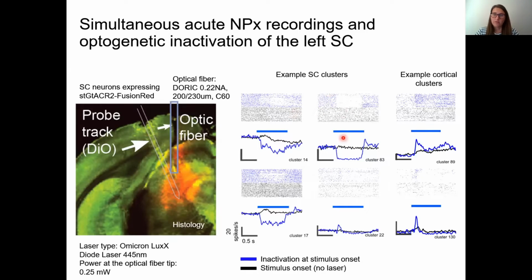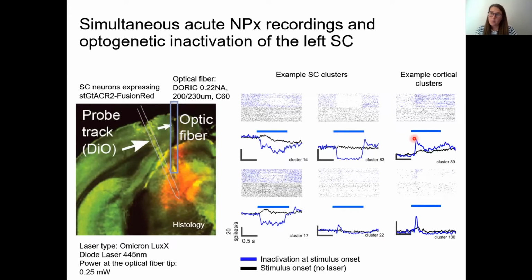And these are examples of 4 clusters that have been recorded in the superior colliculus. And because this is inhibitory opsin, you can see that during light activation, the activity of these clusters increased compared to control measurements without laser. But what was also striking in these experiments is that clusters that were positioned in cortex, they didn't express opsin, but they were also affected by the light stimulation.